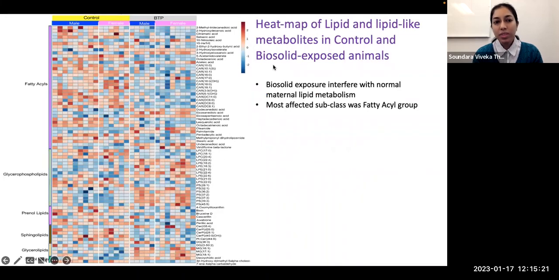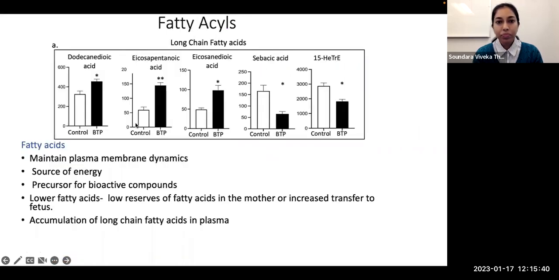So because lipids comprise many subclasses, with each of them having separate biological functions, we wanted to take a closer look at each of these subgroups of lipids. As you can see, the fatty acyl subgroup of lipids was the most represented group in the differential metabolites. The fatty acyl group in itself has different subgroups.